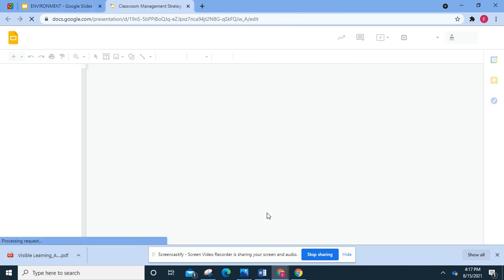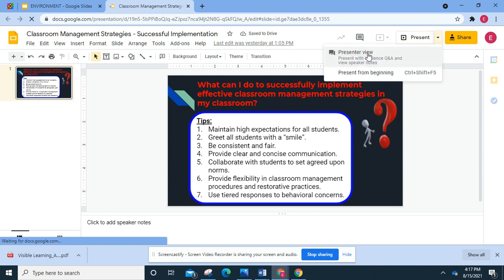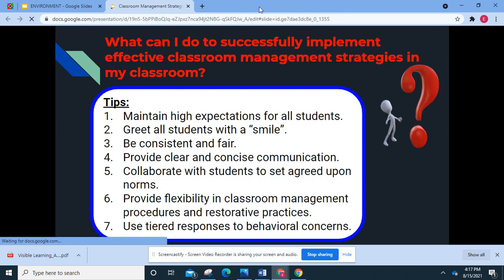What does success look like in a classroom where effective classroom management strategies are implemented with fidelity?